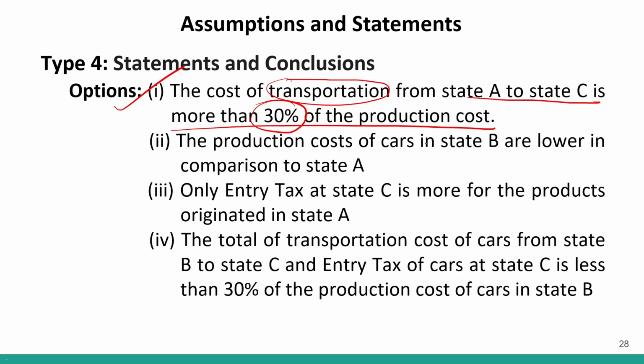Second one says the production cost of cars in state B is lower in comparison to state A. No, this we cannot conclude. Third one says only entry tax at state C is more for the products originated. Again, entry tax is not mentioned anywhere. Fourth one says the total of transportation cost of cars from state B to C and entry tax of cars from state C is less than 30%. No, if it is less than 30%, we would prefer state A only. But option number 1 will be the correct answer.